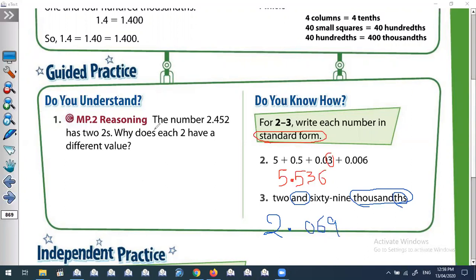Number 1, the number 2 and 452 what? Thousandths, yes, because we have 3 digits. 2 and 452 thousandths has 2 twos. Why does each 2 have a different value? Let's check the first one. The first 2, its place value is in ones.